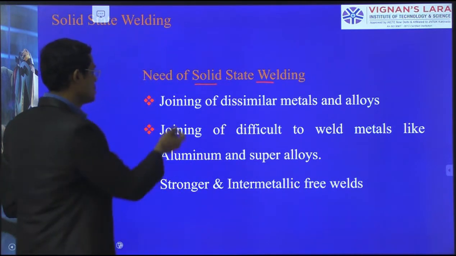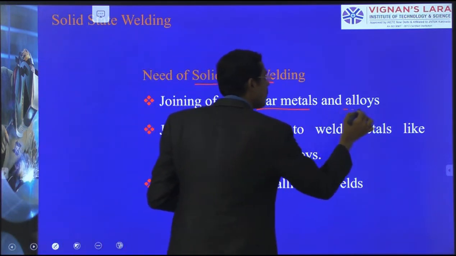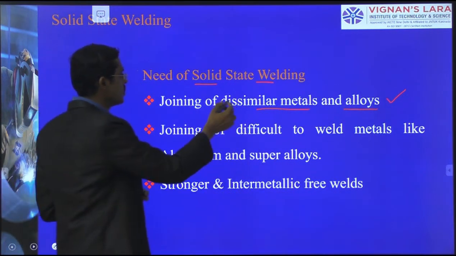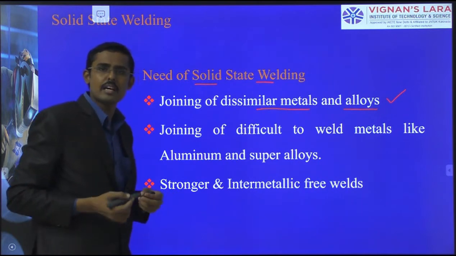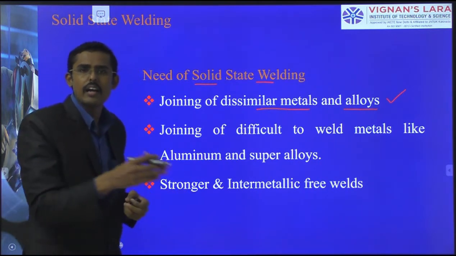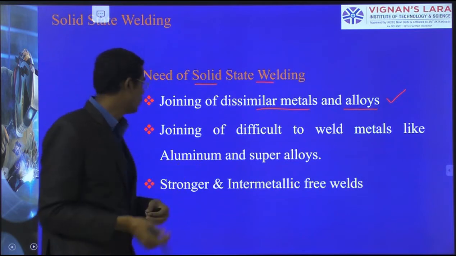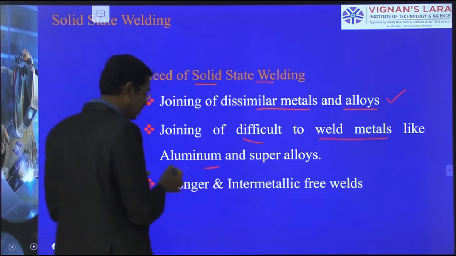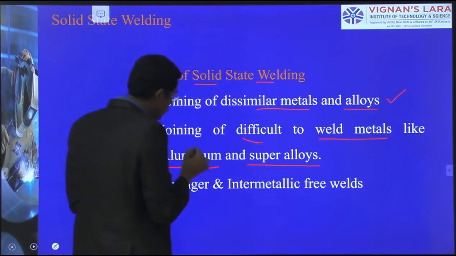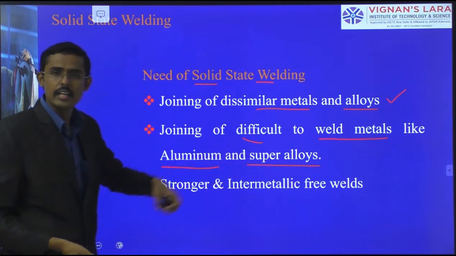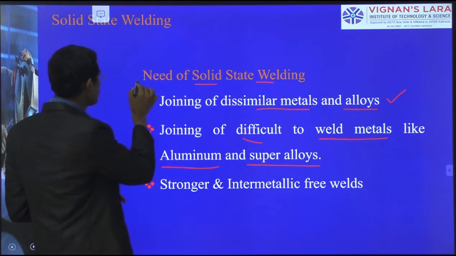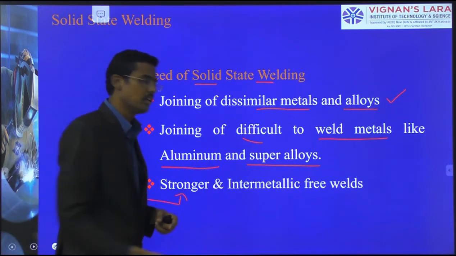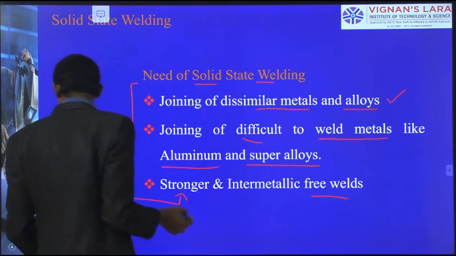Then how do we join dissimilar materials and alloys? It is possible to do. The need of solid state joining is that we are able to join dissimilar materials. For example, steel and aluminum material can be welded. The joining of different weld metals like aluminum and superalloys, that is what I told you. Two components of dissimilar materials can be welded, and the solid state welding process gives a strong and intermetallic free weld.